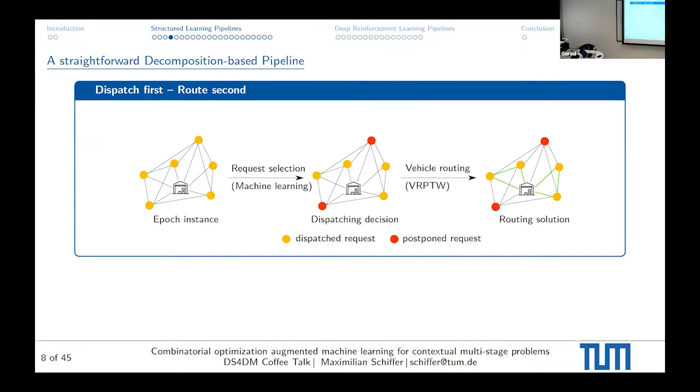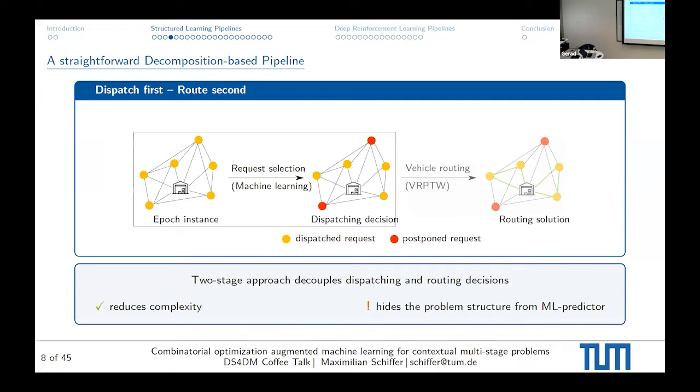So if you think about this problem, I give it to you and you solve it for me. The easiest thing you can do is something like this, right? You just decompose your problem. You say I dispatch first and then I route, and then I do some learning for the dispatching decision. And then there's a routing oracle second stage I do not even care about, and that's it.